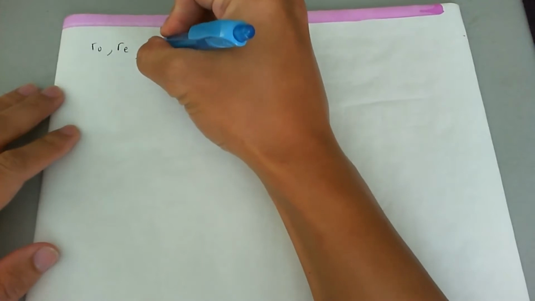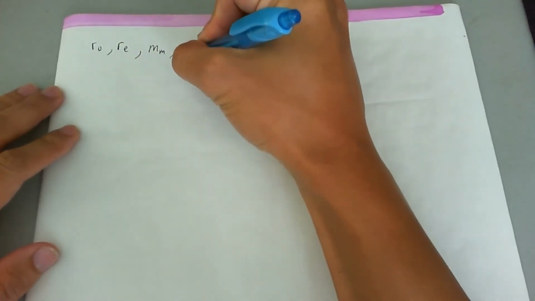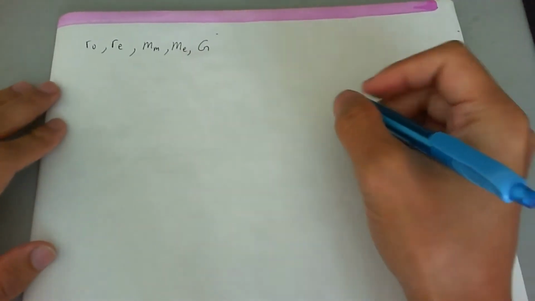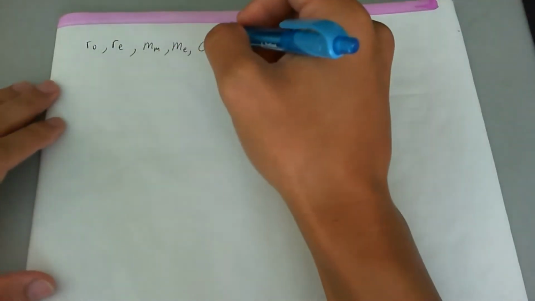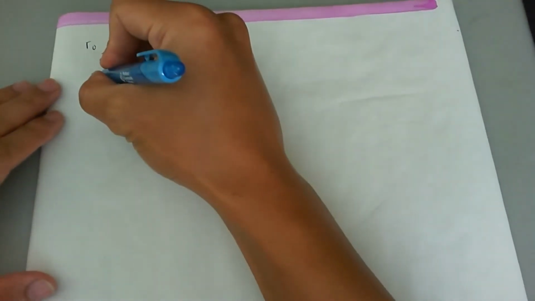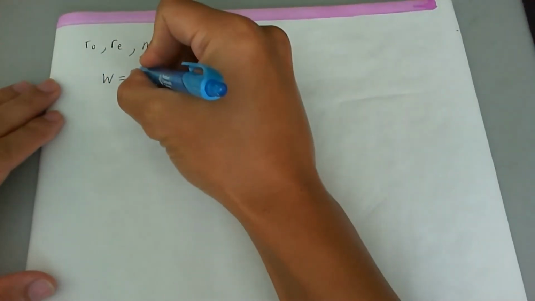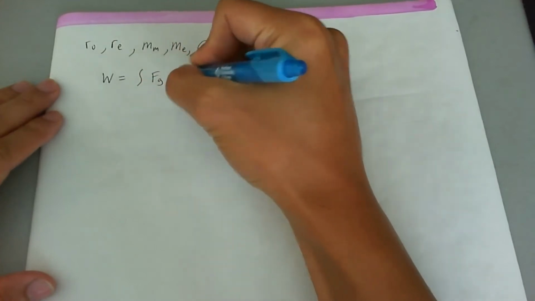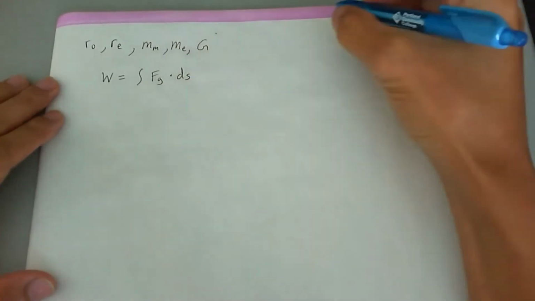And then we'll go ahead and say we know the mass of the meteor, the mass of the Earth, and the gravitational constant. So the first thing we want to do is just find a work function that relates these terms together. And the one that I think is most useful is the basic definition of work. And I'll just say S is some sort of distance that a meteor goes.